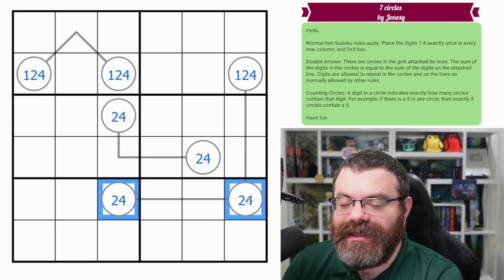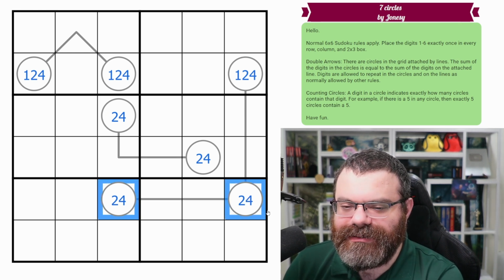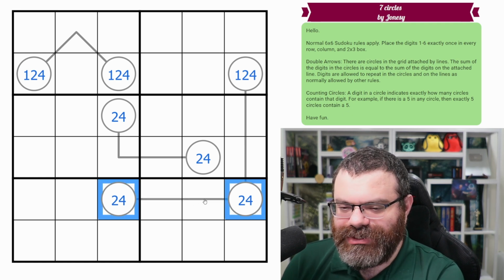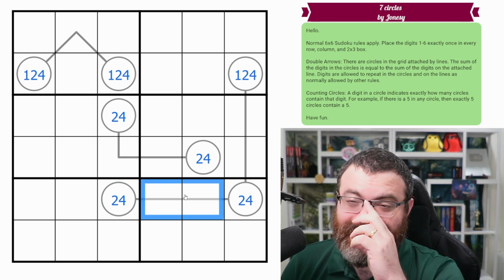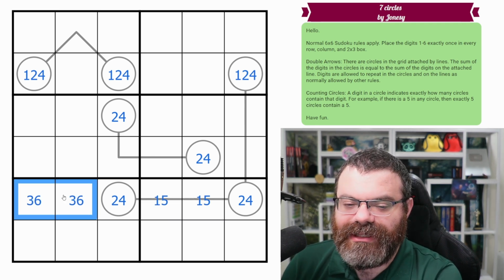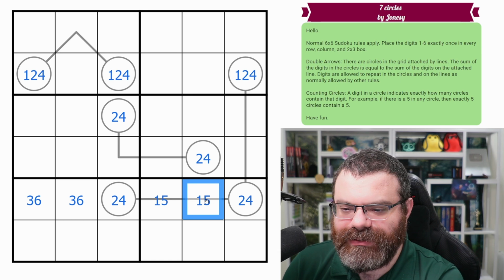Okay, so I know that this is a 2, 4 pair, which means that this double arrow adds to 6. So these 2 also add to 6. Well, they can't use 2, 4. The only way to add to 6 in 2 digits is 1, 5 or 2, 4. So this has to be 1, 5. And then we're left with a 3, 6 pair over here. Nice.